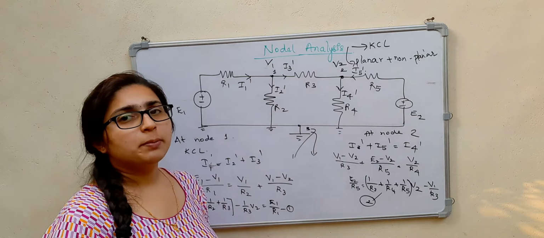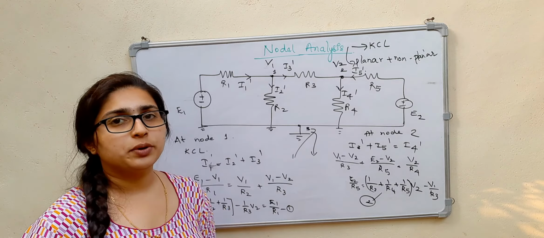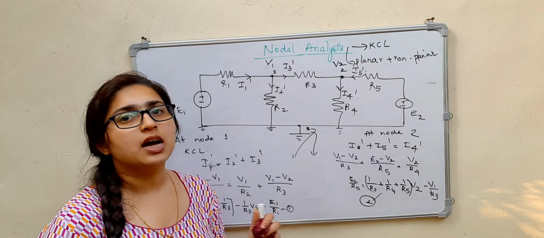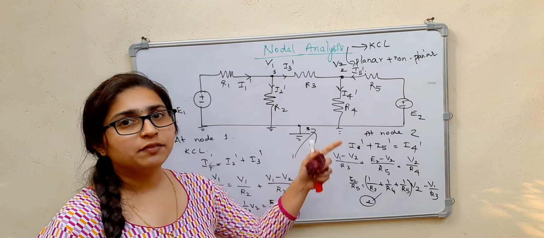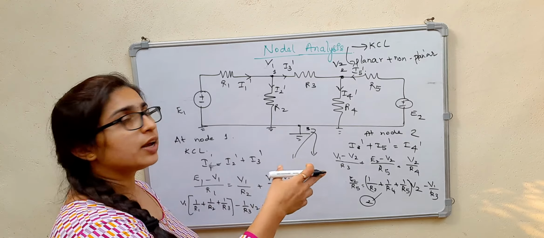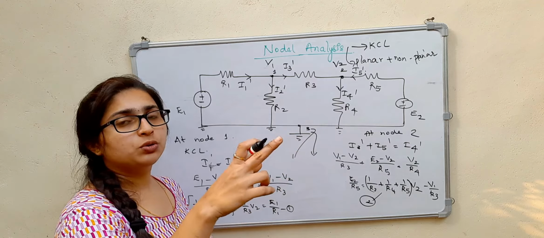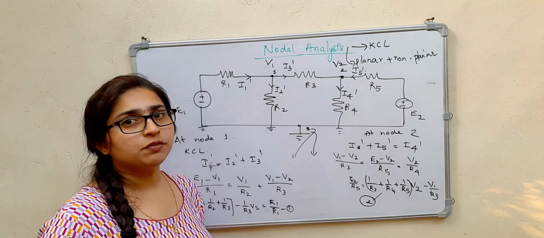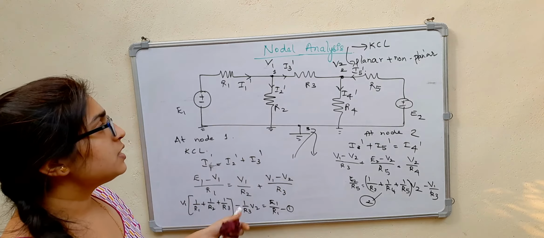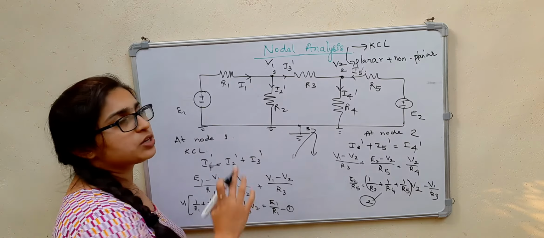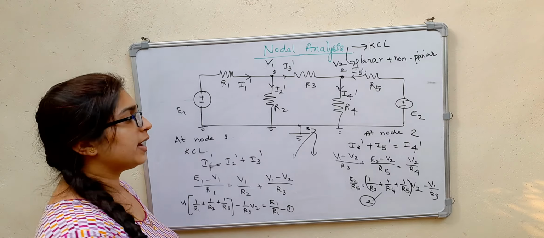Now you know in the mesh analysis we had the general equation, that is R11 I1 plus R12 I2 and so on, that will give you V1. Okay, R21 I1, R22 I2 plus R23 I3 and so on, it will give you V2. So likewise we can have the general equations in the case of nodal analysis.